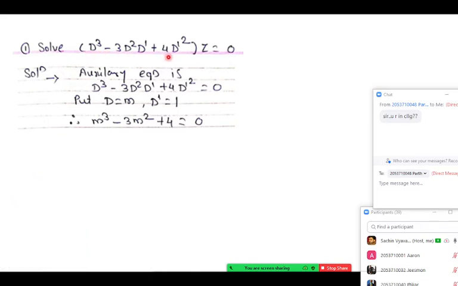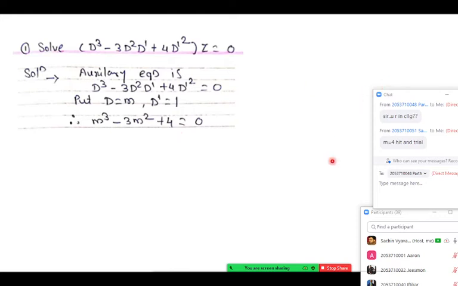So this is phi of D comma D dash of z equal to 0. Put D equal to m and D dash equal to 1 in phi of D comma D dash equal to 0. We get the auxiliary equation, or the algebraic equation in terms of m. The roots of this algebraic equation will decide the complementary function Zc here.